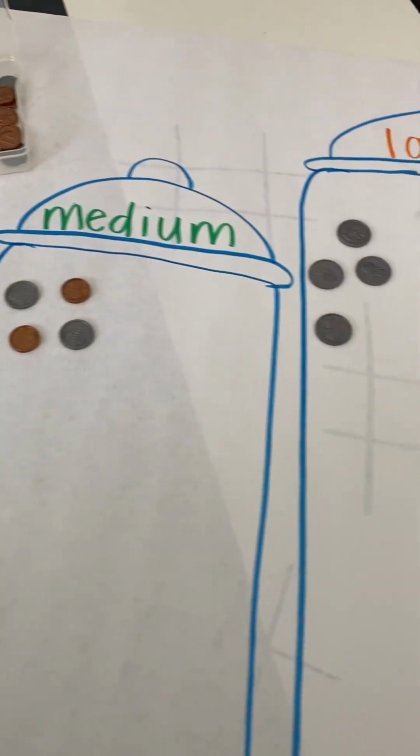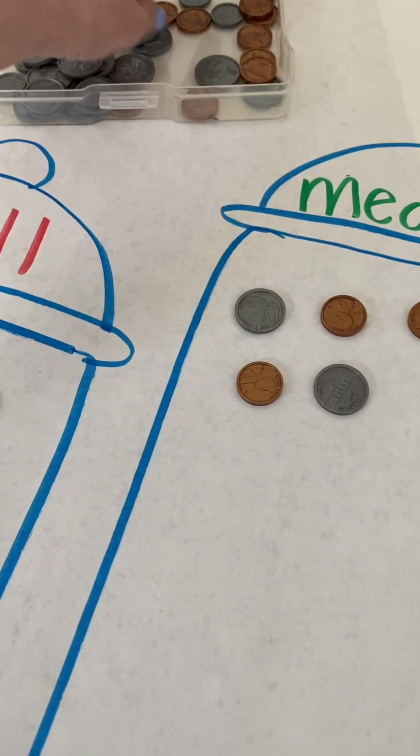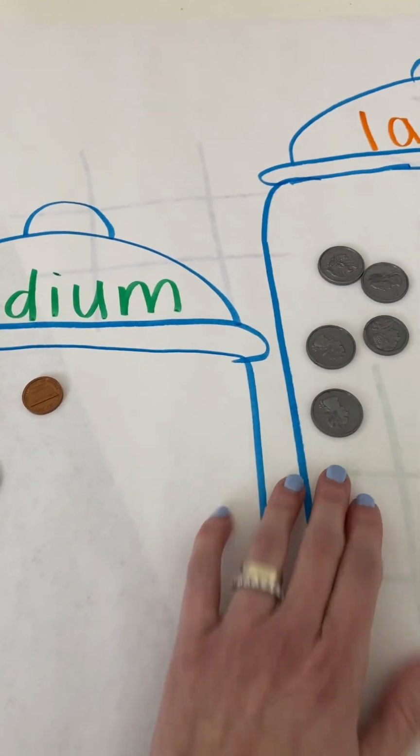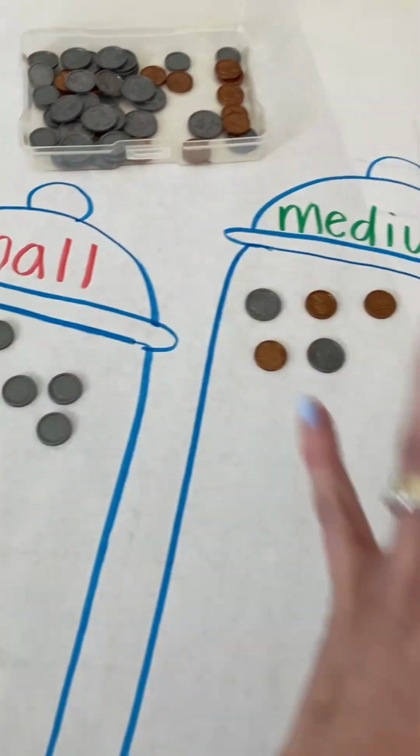For this one, they're just sorting the coins by size. It's a great way to talk about the attributes of a coin. You could even talk about how the dimes are bumpy, the quarters are bumpy. You could even do bumpy versus smooth.